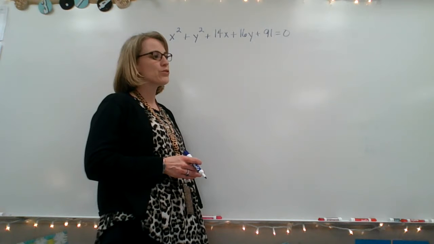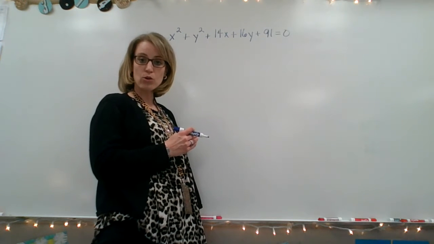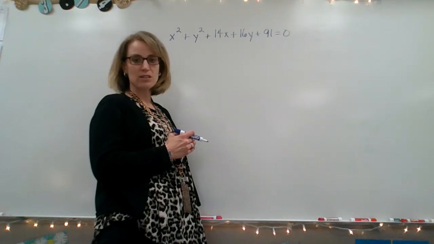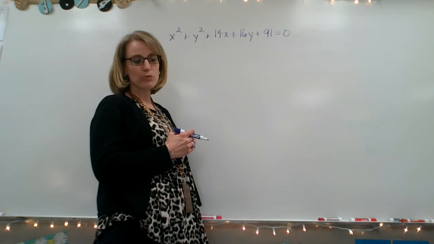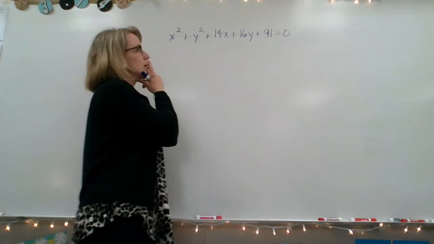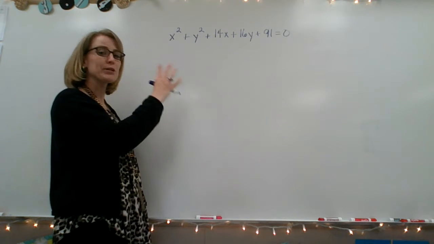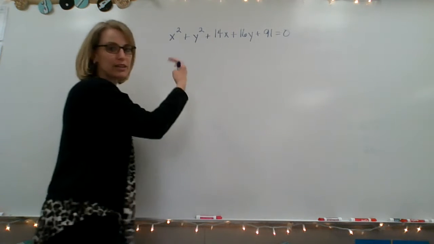So we are going to transform this equation into the standard form equation of a circle. And it doesn't look like an equation of a circle right now. So we're going to remedy that, all right? What we want to do is something called completing the square. First thing you want to do is rearrange these terms. Get the x's together, get the y's together.